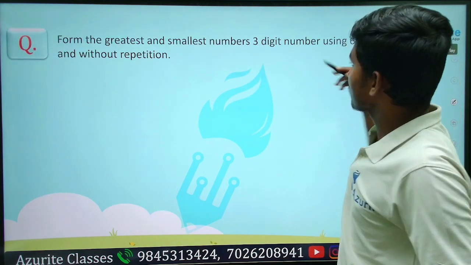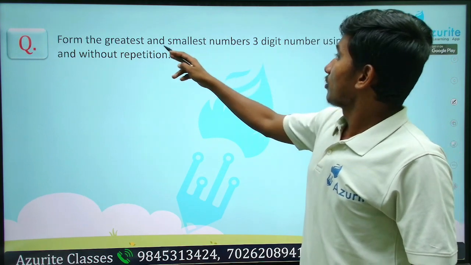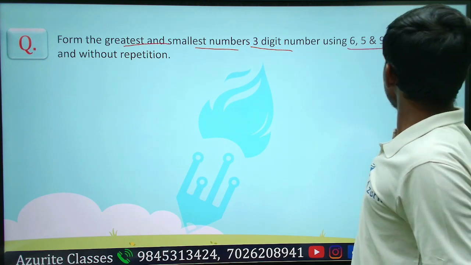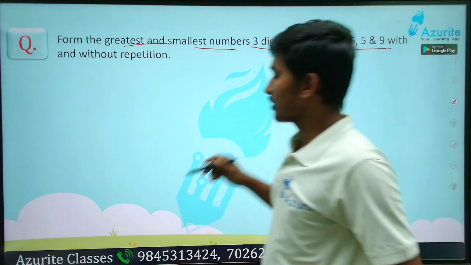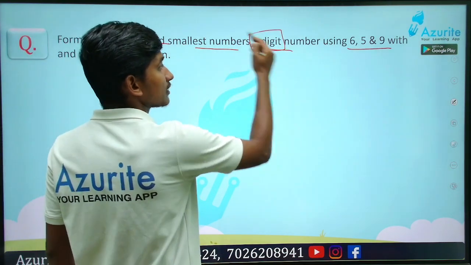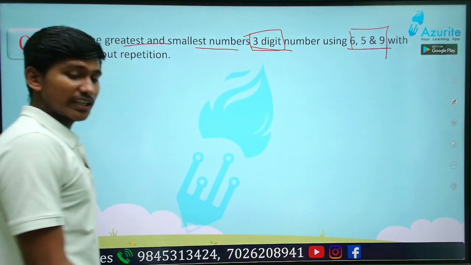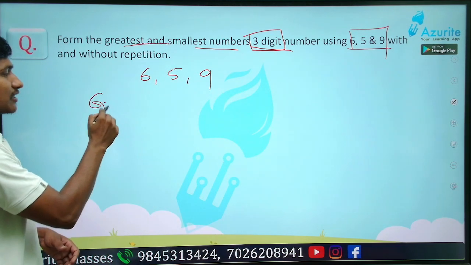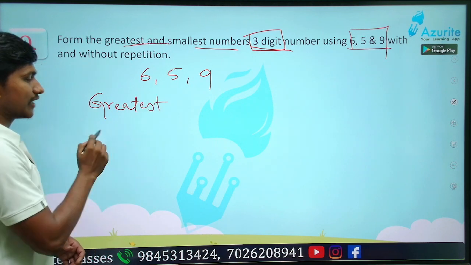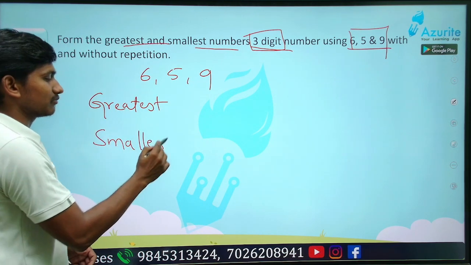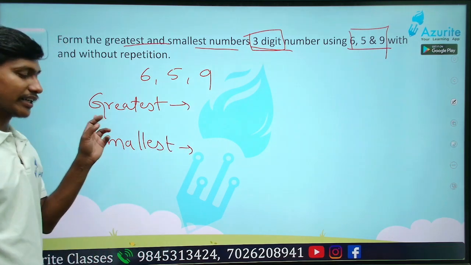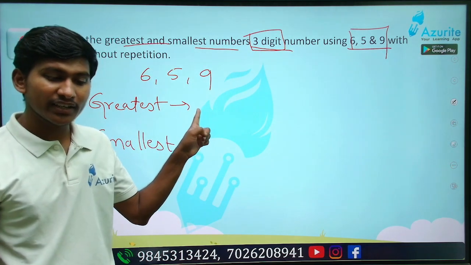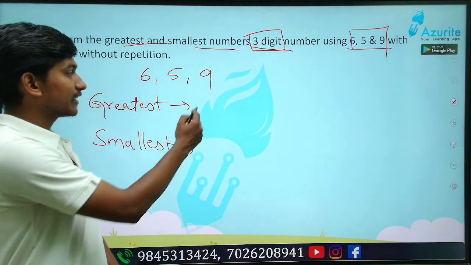So here what they are asking, the question is, form the greatest and smallest 3 digit number using 6, 5 and 9. So what is given? Using what numbers? 6, 5 and 9. Okay, so digits are 6, 5, 9. We have to form the greatest number and the smallest number. Okay, so now if you take the greatest number, which digit do we have to write first? The greatest, that is the bigger one, right?